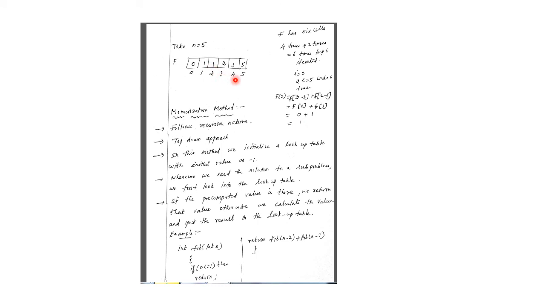Likewise, we have to do this by substituting the value of i equal to 3, i equal to 4 and i equal to 5. So you will get the values 0, 1, 1, 2, 3, 5. So this is the first method, the tabulation method.